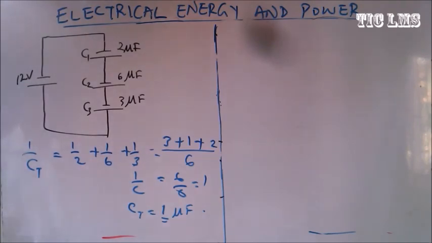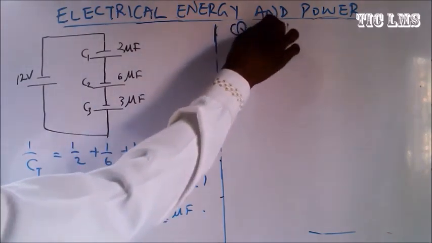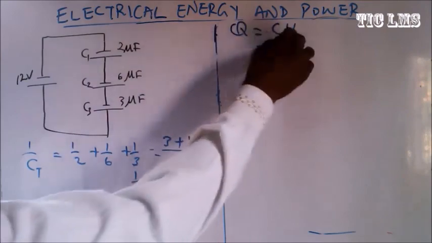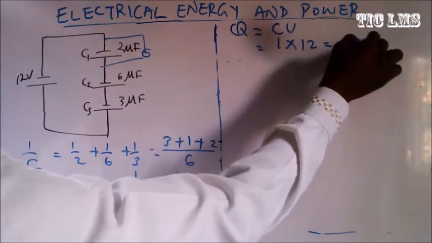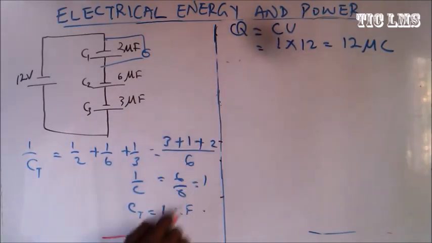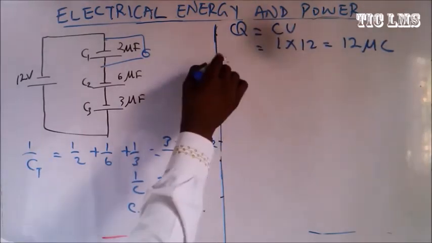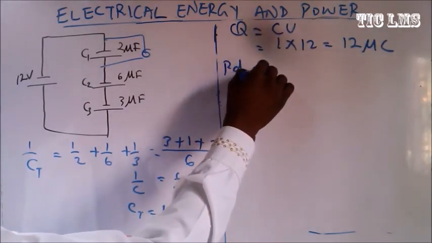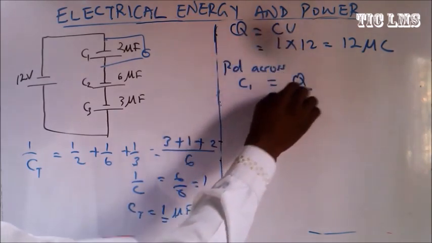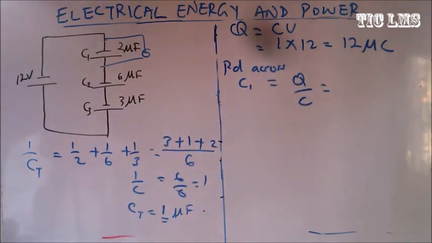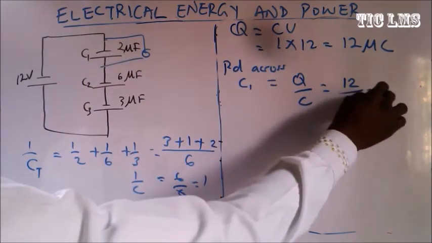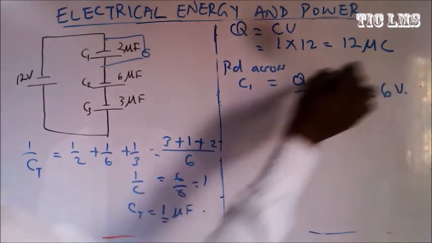And for us to find the charge flowing through the circuit, we have it that the charge equals CV. The C is the total capacitance, which is 1, and our voltage is 12. So we have 12 microcoulomb. Let's not forget that our 1 here is micro. So microfarad, here we have microcoulomb. So now we want to find the potential difference across C1. So the potential difference across C1 is Q over C. Our Q is 12 and our C is 2, and that gives us 6 volts.